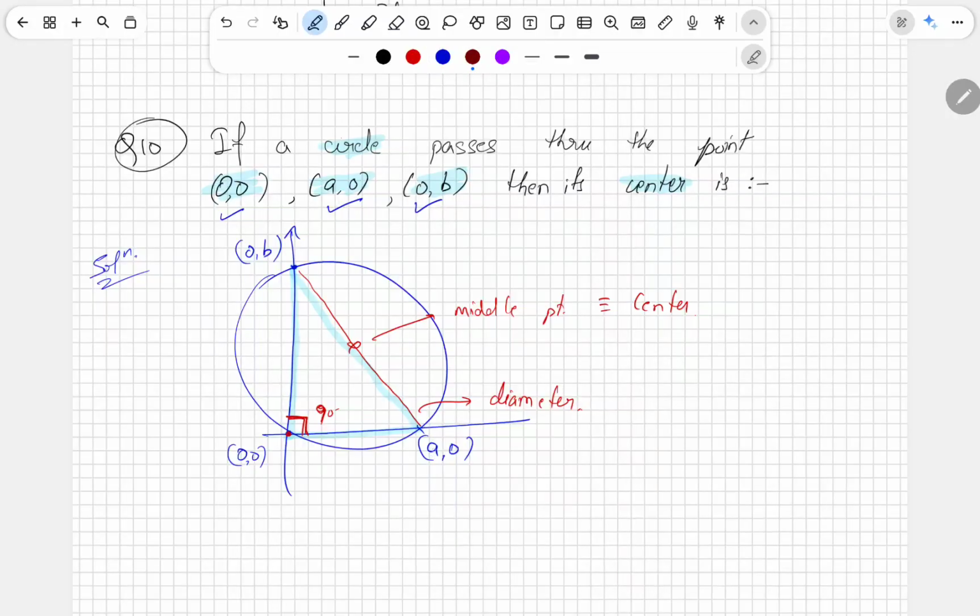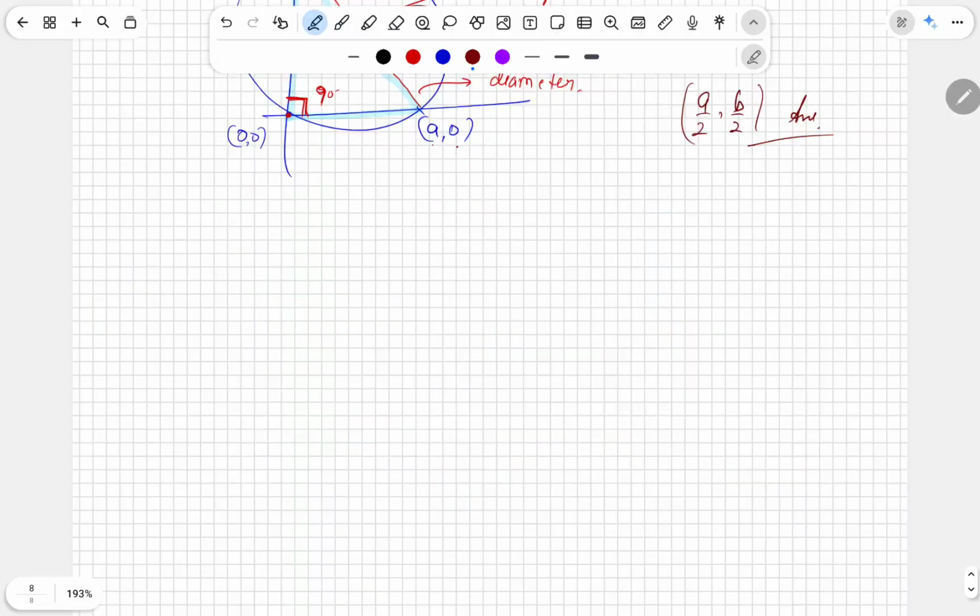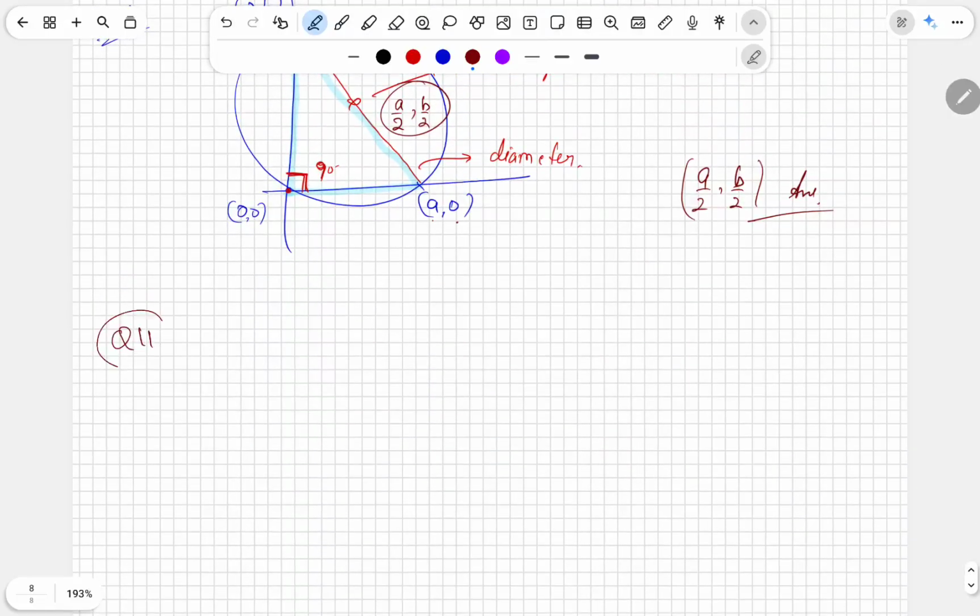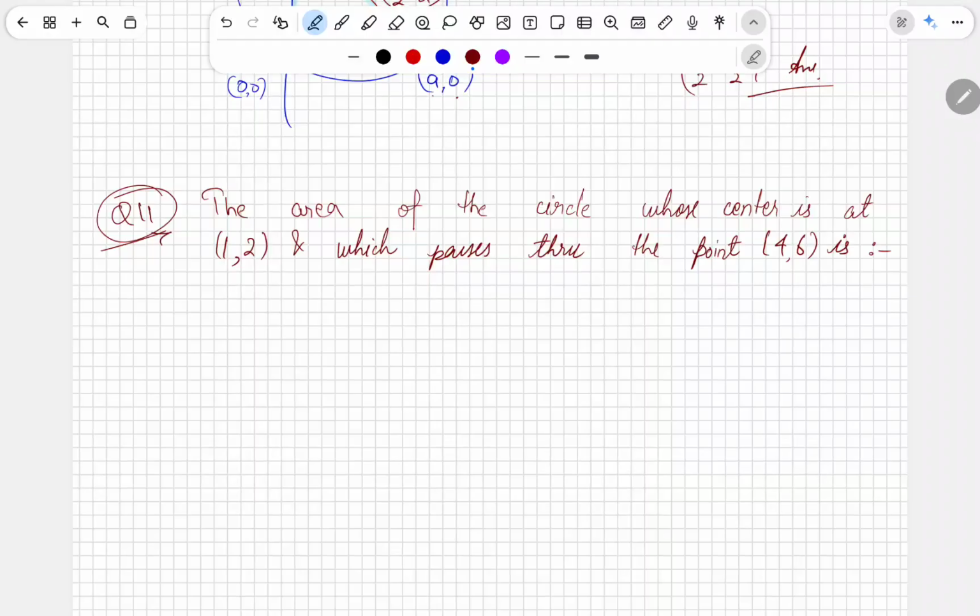So if I want to find the middle point, that is the midpoint, I'll use midpoint theorem. And by midpoint theorem I can say (0 plus a) upon 2, (b plus 0) upon 2. This is going to be the coordinate of center, that is a by 2 and b by 2. So my answer will be (a by 2, b by 2). I hope it was clear. Let's move forward. I'll just do one more question, then we'll wrap it. Since you all know 11 is a lucky number, so we'll solve 11 questions.